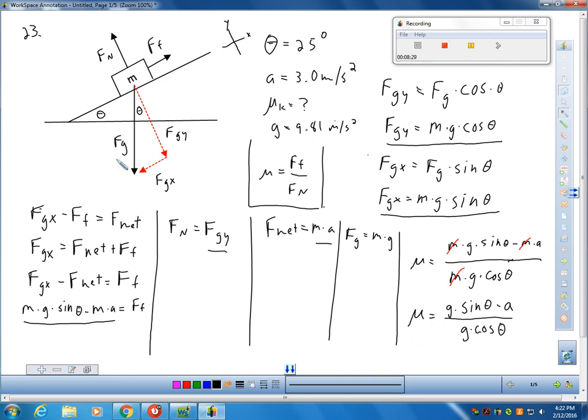When you don't seem to have enough numbers to solve numerically, start solving with letters. Start solving algebraically and see what happens. And very often, as you come to the end, something will divide away, and you'll be able to find a solution. All right, I hope that was helpful, and have a good day.